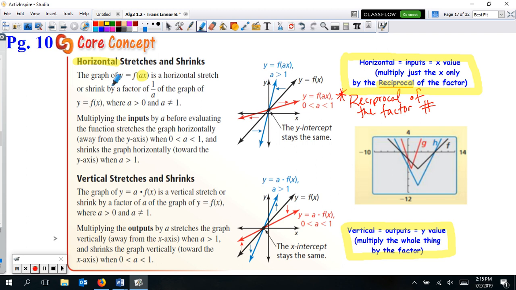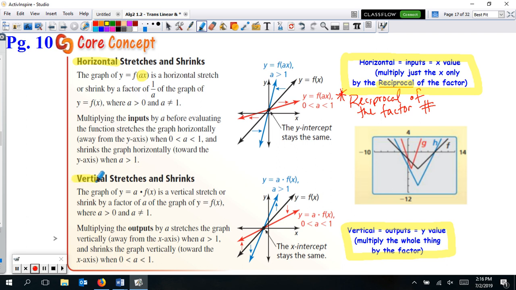So if it says horizontal stretch by a factor of 2, you need to multiply by the reciprocal of 2, which is 1/2. Or if it says a horizontal shrink by a factor of 1/3, then you have to multiply by 3, the reciprocal of that. That's where it gets a little confusing: if it does say the word horizontal, you're going to be taking the reciprocal of the number it says to multiply by and doing it on the inside where the x is.